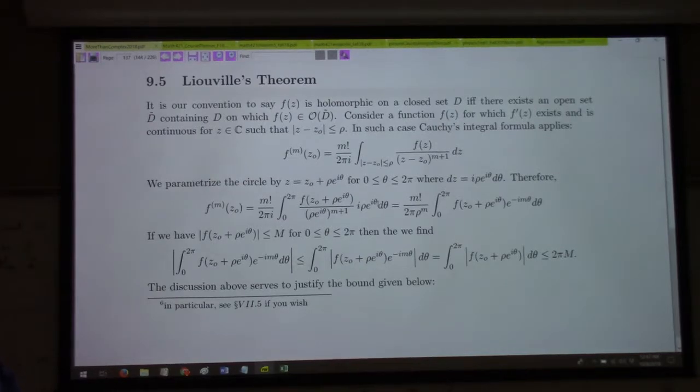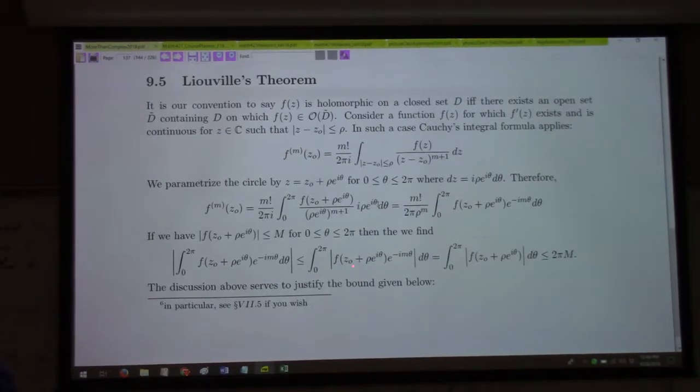Now, suppose we have a bound for the function, which seems reasonable to do because it's a continuous function on a finite, bounded domain. The extreme value theorem says you can bound such functions. So suppose I had a bound: the modulus of f is at most M. Then I can use the ML theorem to replace this with that.